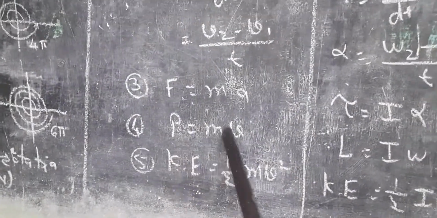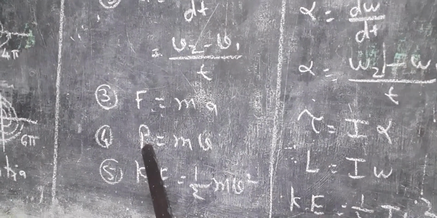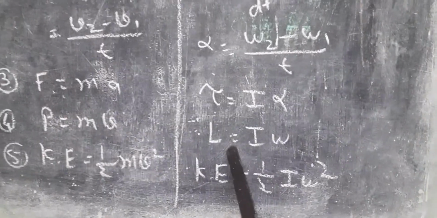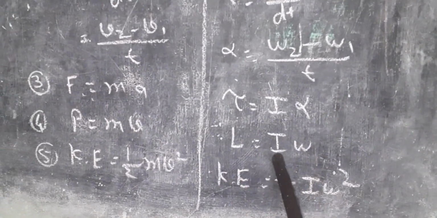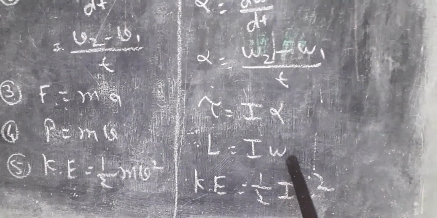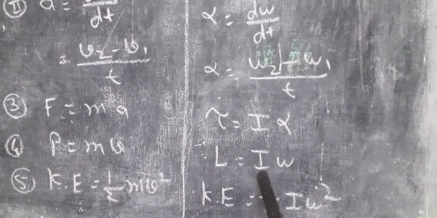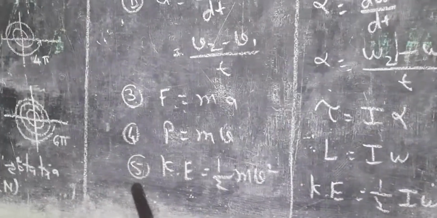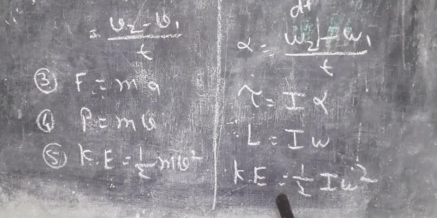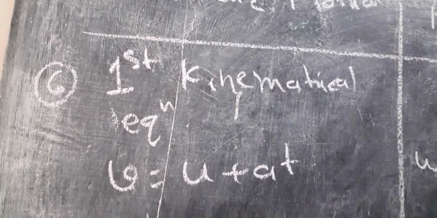Number 4, P is equal to m into v. What is P? Linear momentum: mass into linear velocity. In case of angular momentum, the formula is L is equal to I omega, moment of inertia and omega, where omega indicates angular velocity. Mass and moment of inertia, both are similar or analogous quantities. Number 5, kinetic energy is given by 1/2 mv square, and here kinetic energy is given by 1/2 I omega square.